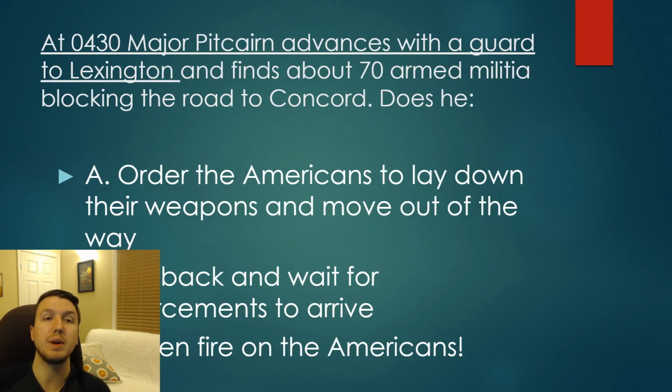0430, Major Pitcairn advances with a guard to Lexington and finds about 70 armed militia blocking the road to Concord. So Major Pitcairn is like the lead guy in charge now. Colonel Smith is staying in the back. We're kind of just focusing on Major Pitcairn and his guard. Does Major Pitcairn A, order the Americans to lay down their weapons and move out of the way? B, pull back and wait for reinforcements to arrive? C, open fire on the Americans?